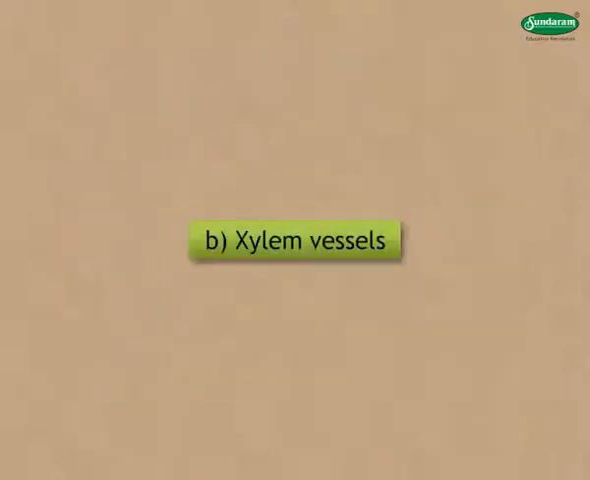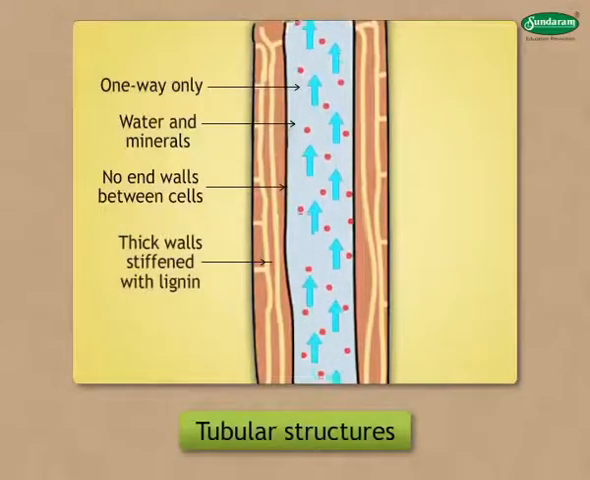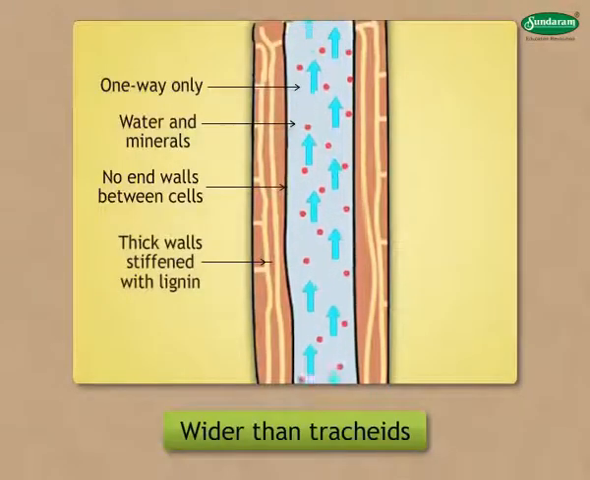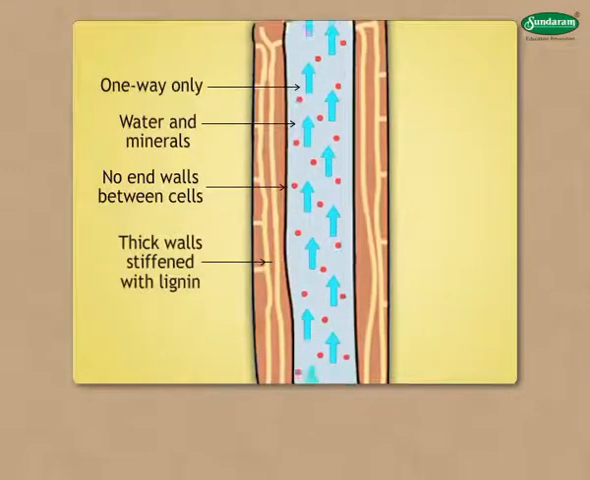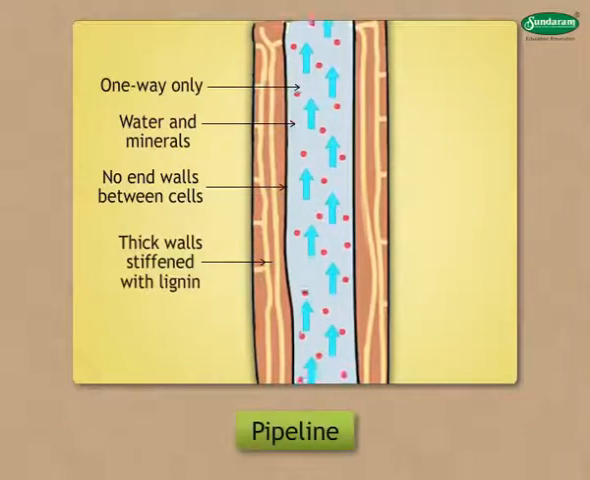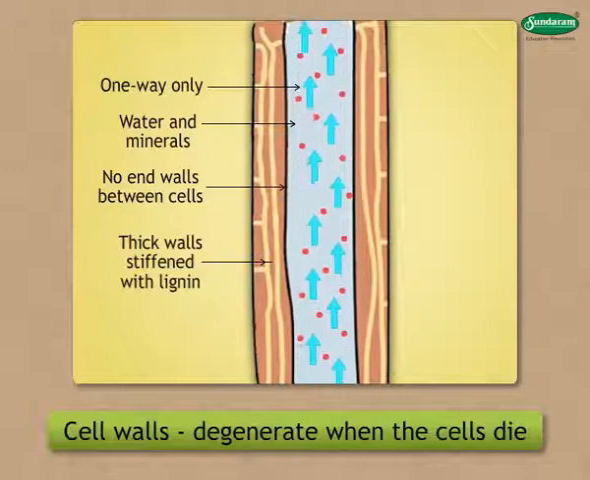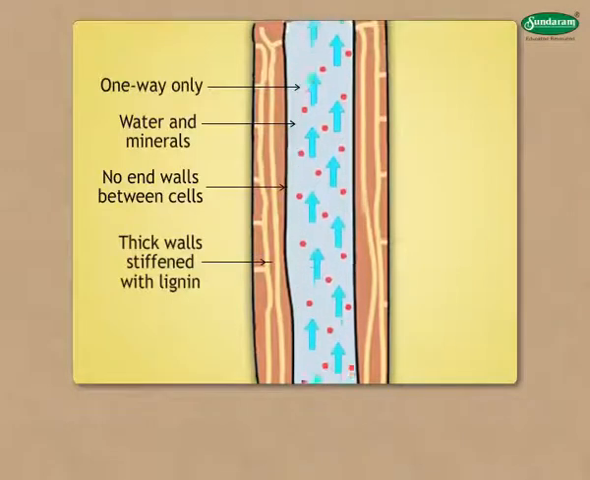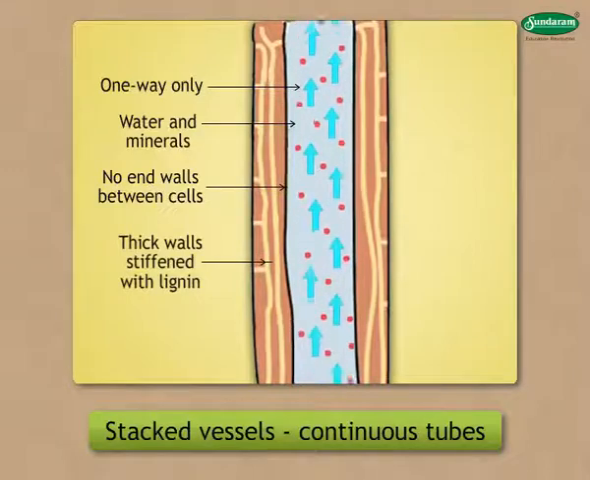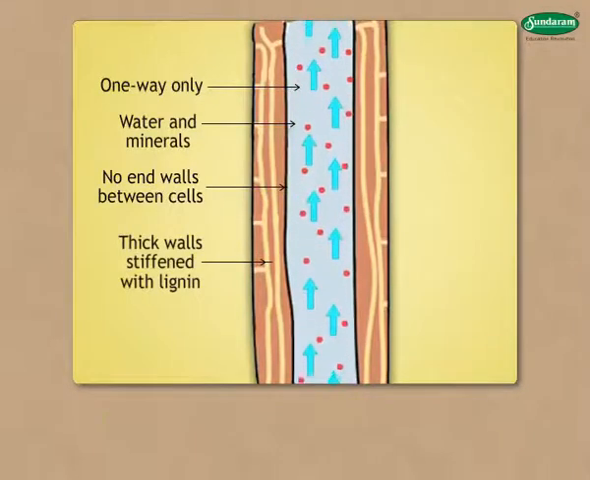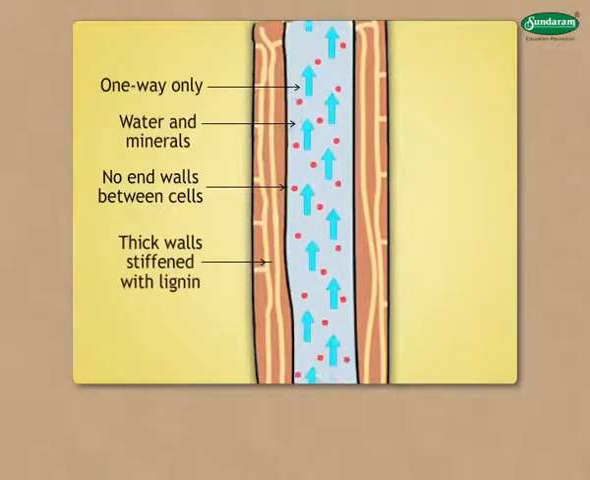B. Xylem vessels. These are tubular structures and are much wider than tracheids. They are arranged end to end and on top of one another like a pipeline. The cell walls at both the ends degenerate when the cells die. As a result, stacked vessels become continuous tubes. This allows free flow of water and minerals in vertical direction.